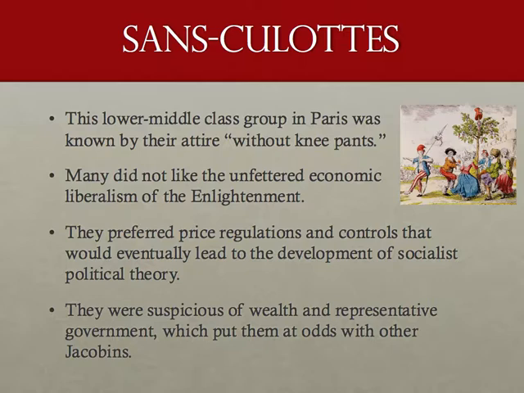They did not like the liberalism and economic freedom of the Enlightenment because they needed support. They needed price controls, and they needed the government to intervene more in the economy to support them. So this whole capitalist experiment to them sounded like a great risk, that they would not be secure in their economic position. They needed more government benefits, guarantees in a sense. They were suspicious of the middle class wealth and representative government. And that brings them into contention with the Jacobins.